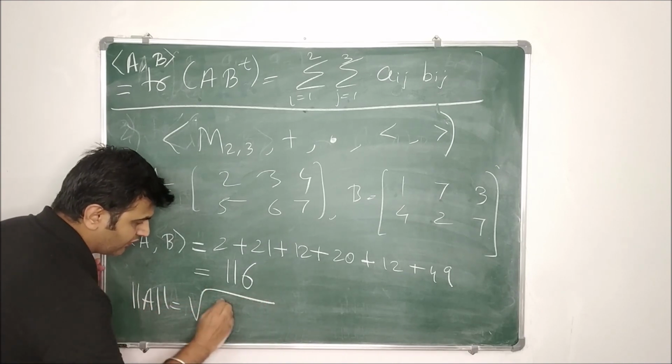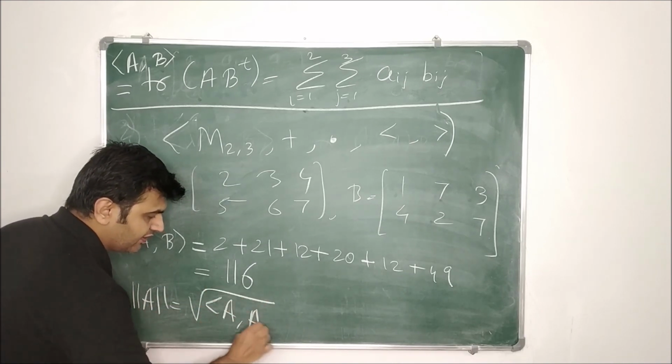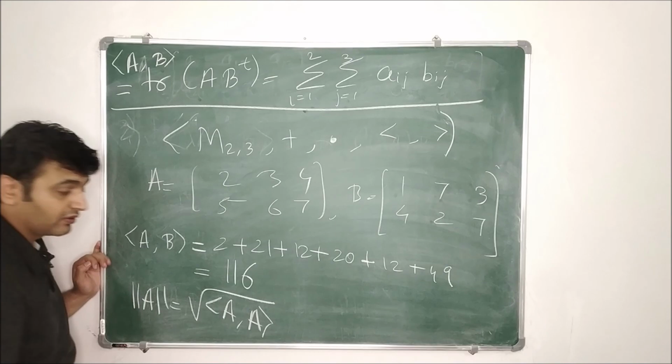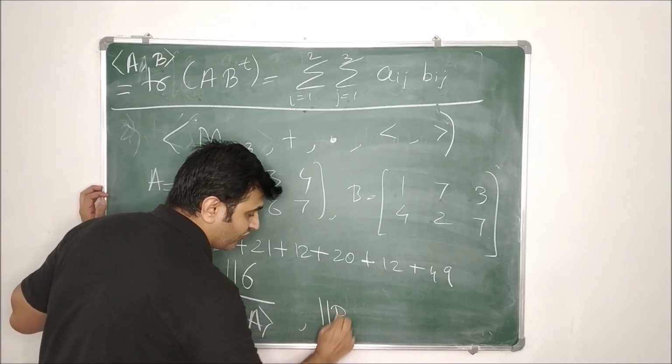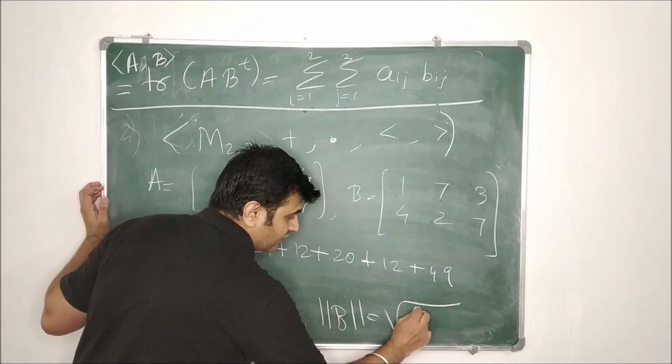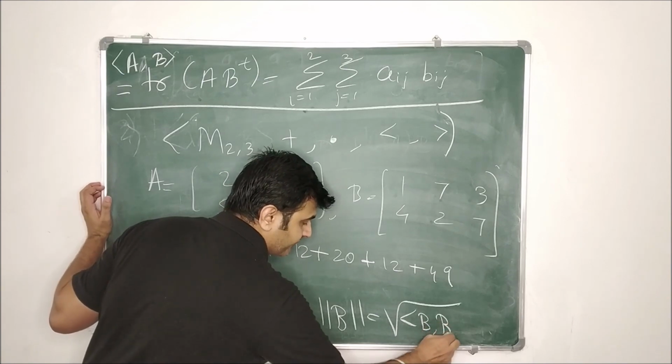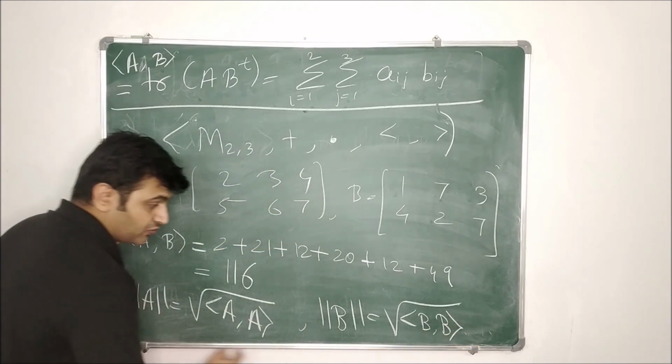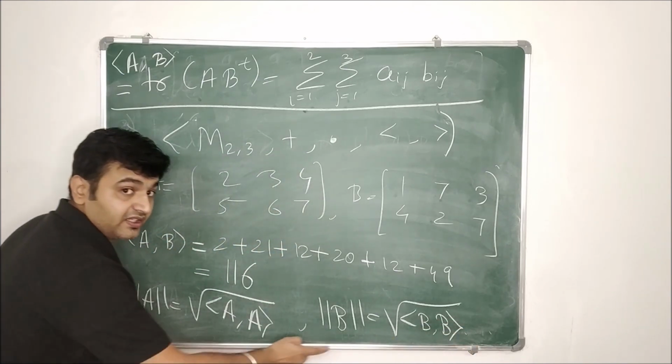Now what is the norm of A? It is the square root of the inner product of A comma A. So we need to find the inner product of A comma A. And what is the norm of B? It is nothing but the square root of the inner product of B comma B. So let's find these two quantities so that we will get the norm.